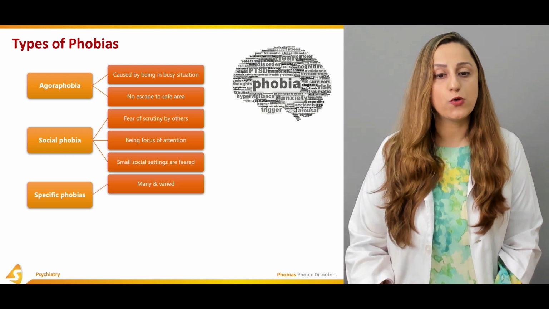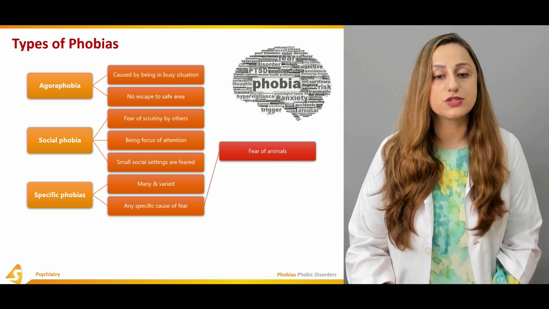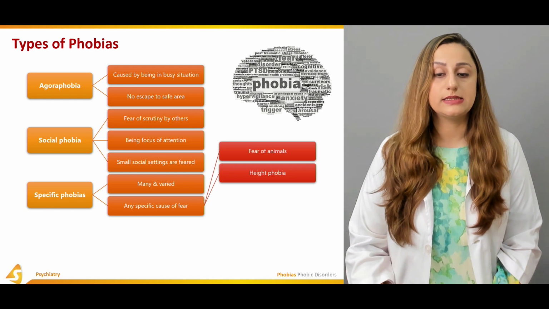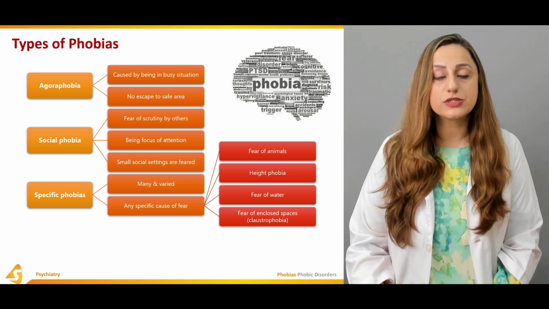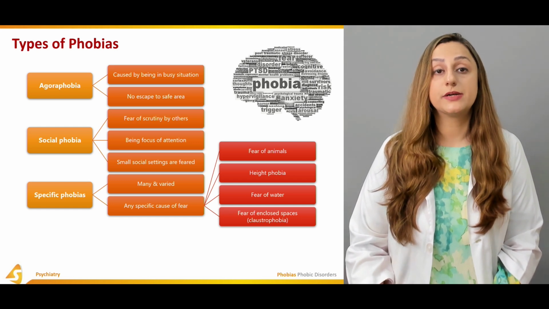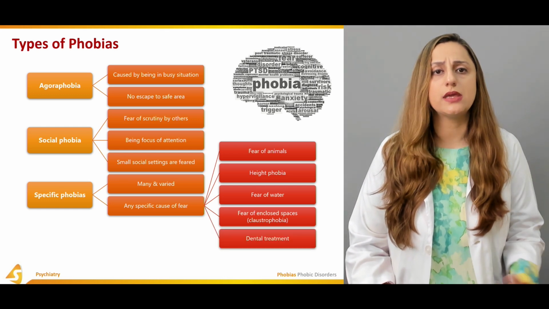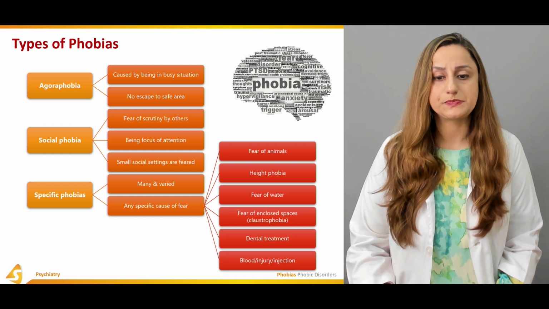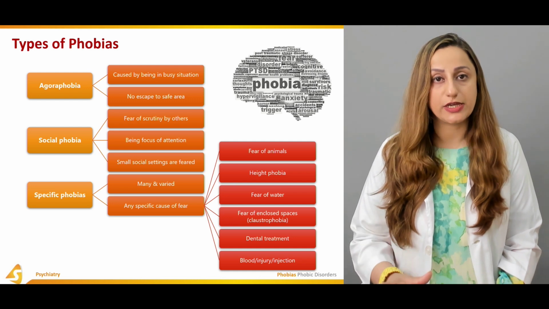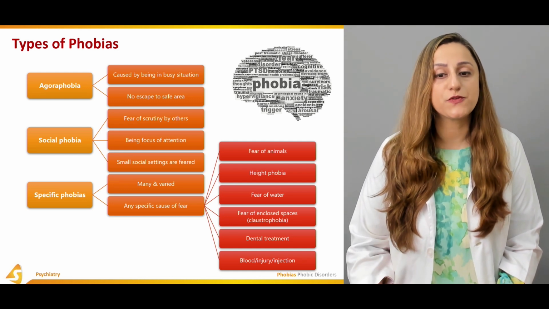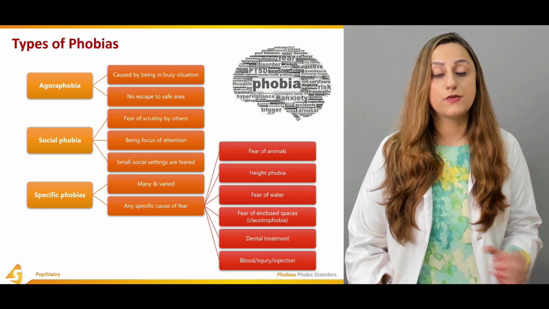Talking about the specific phobias, there are many and there is a lot of variety to this. Any specific cause of fear of animals, and it can again be the fear of height, fear of water, fear of enclosed spaces, which is also termed claustrophobia, and then fear of dental treatments or any other medical treatments as well. Then the fear of blood, the fear of injury, and the fear of infection. So all of these are the specific phobias that we usually encounter in patients that are suffering from phobias.